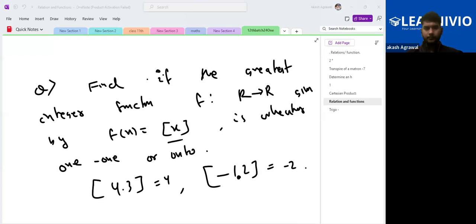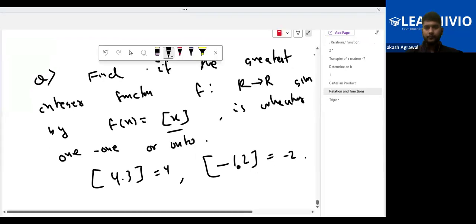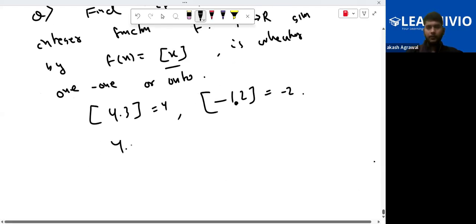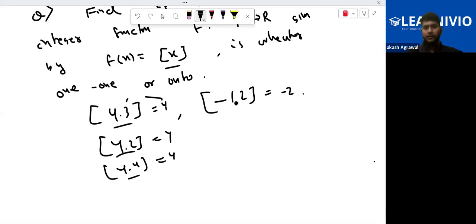Sir, it's not one-one. Okay, it's not one-one. Zaina, what about you? Yes, sir, it's not one-one. Very good. It's not one-one because if you put 4.2, you get 4. If you put 4.4, then also 4, right? So many elements are related with one single element. So this is not one-one.